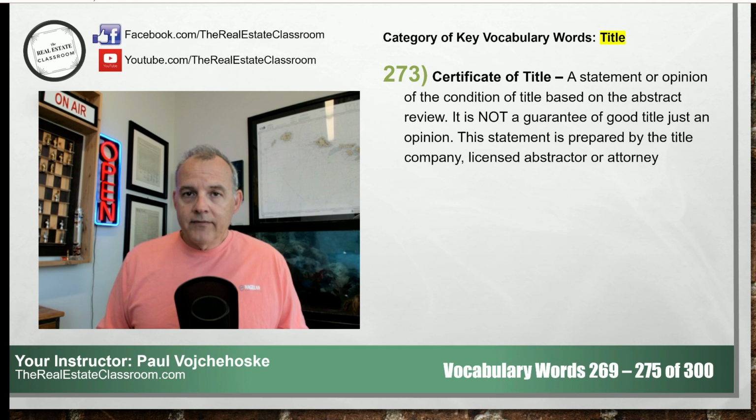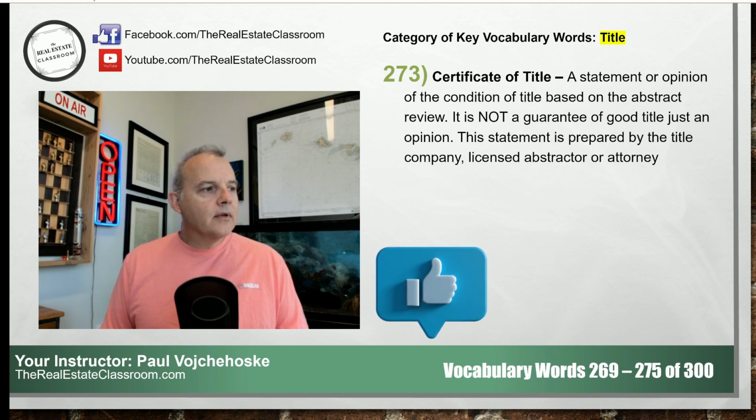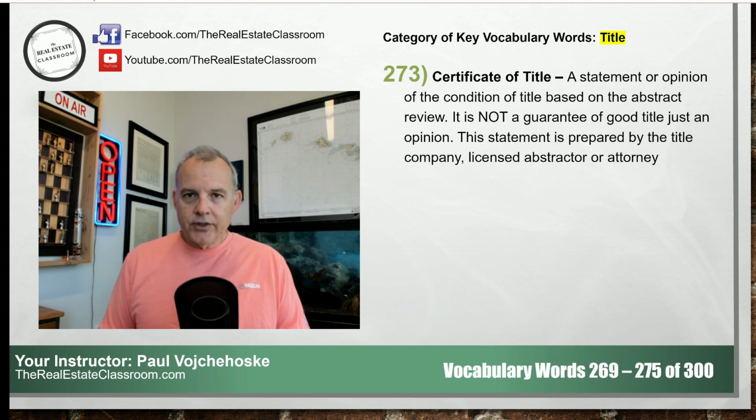So if you live in the state of Iowa, for example, that uses abstracts, and you buy a piece of property and you get a certificate of title and the opinion is everything is great, and then you find out that it's not, well, even though it's not a guarantee of good title, that abstractor or that attorney that issued the certificate of title has some type of errors and omissions insurance. So you're still going to have legal recourse against that abstractor or that attorney. So even though it's not a guarantee of good title, there is still some liability protection there, if you will, because that's usually the biggest question I get from students.